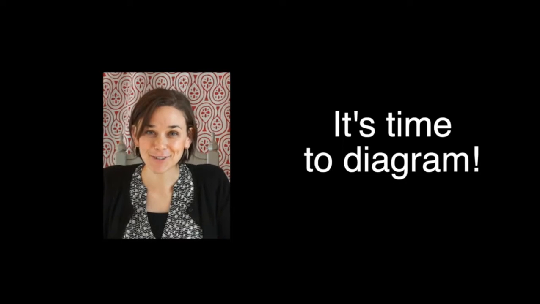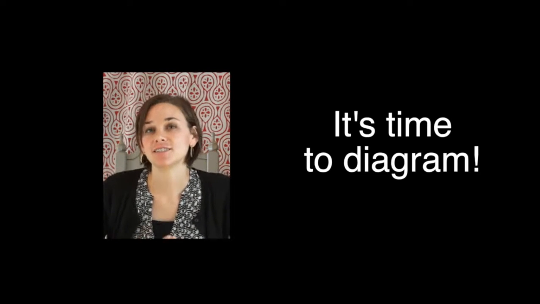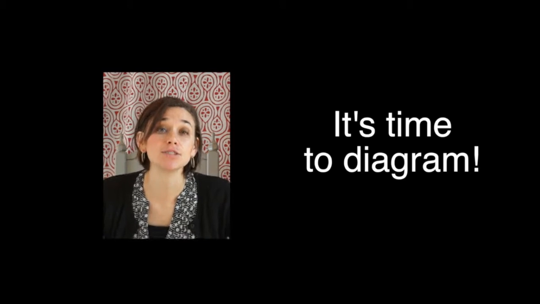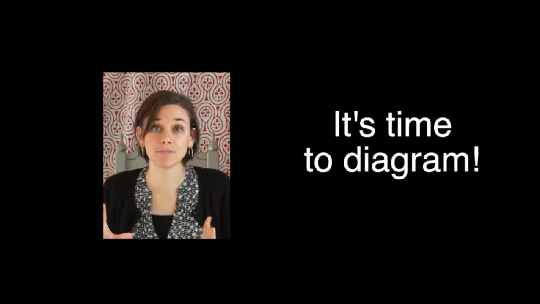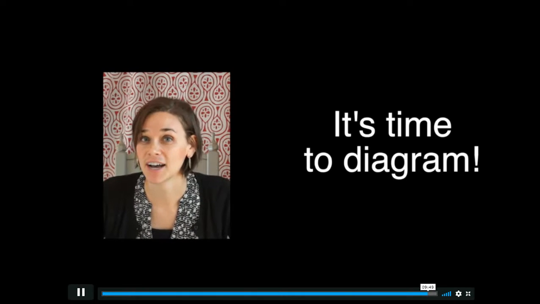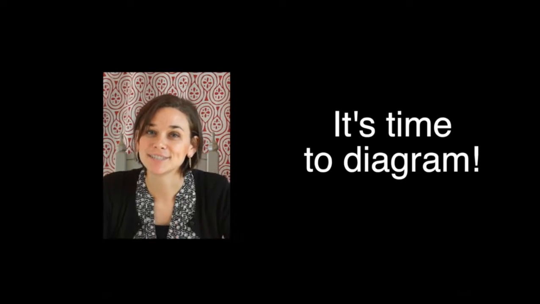All right, it's time for you to diagram your 5 sentences. Now the following 5 sentences will have compound subjects, verbs, or direct objects. Those are the only elements that we're going to be talking about that are compound in these next 5 sentences. So have fun diagramming, and I will see you in the next lesson.